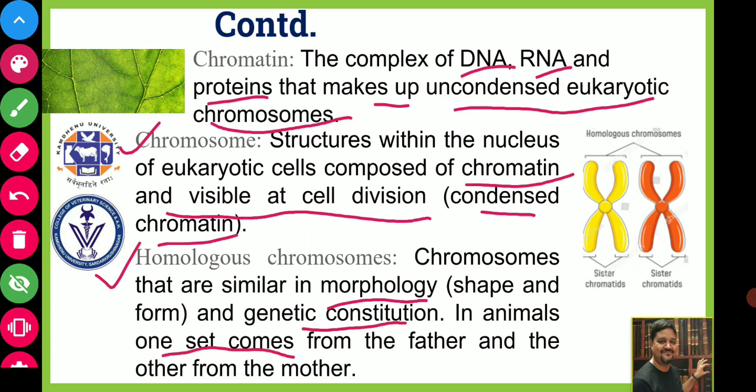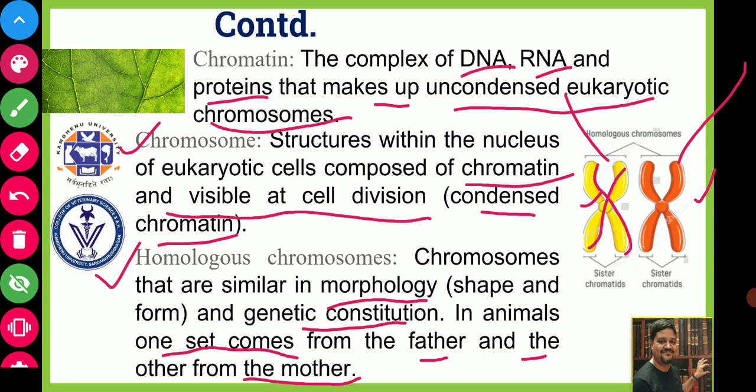In animals, one set comes from the father and the other comes from the mother. So homologous chromosomes are similar in morphology, similar in genotype or genetic makeup, and they come one from the mother and another from the father. Here you can see these are the two similar chromosomes. One has come from the mother and another from the father. So these two are the homologous chromosomes, and one chromosome might have two chromatids. So another related term is chromatids. You have to differentiate between chromatin, chromatids and chromosomes.